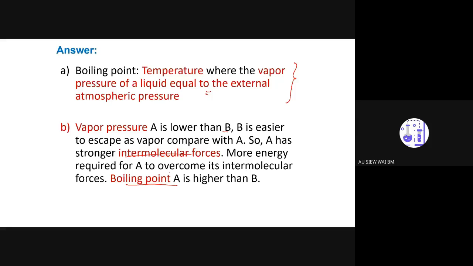Jelas tak? Sebab vapor pressure untuk A adalah lebih rendah. Vapor pressure rendah bermakna bilangan vapor dia sikit. Mengapa bilangan vapor dia sikit? Sebab dia susah nak menjadi vapor. Mengapa susah menjadi vapor? Sebab intermolecular forces dia very strong. So kita perlukan banyak tenaga baru dia boleh escape as vapor. So that bermakna boiling point dia tinggi juga sebab intermolecular forces dia strong. Boleh faham tak? So mesti kaitkan dengan intermolecular forces. So this one is a very important point.